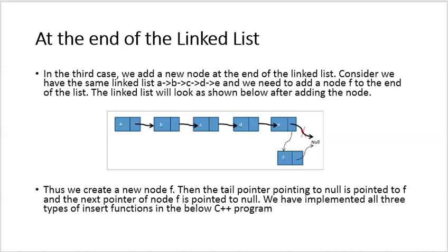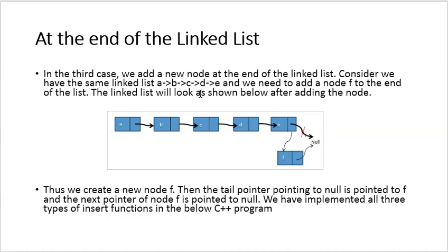If you want to insert a node at the end of the linked list, as the last pointer of the linked list is pointing to null, you have to remove that null, and that pointer should be pointing to another node. The pointer of the newly inserted node, as it is the last node of the linked list, should be pointing to null. So like this we can add a node at the end of the linked list.